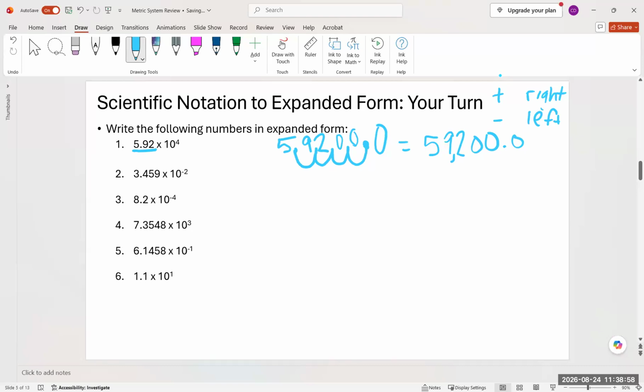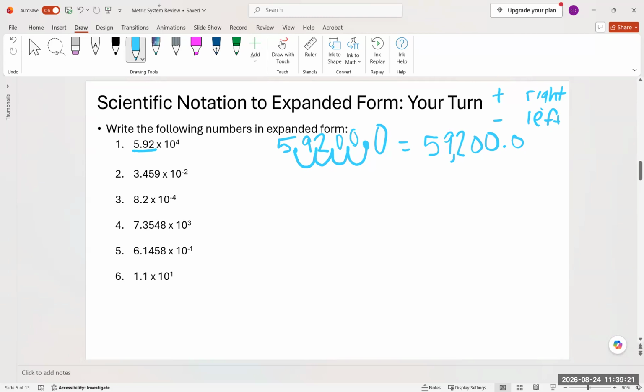All right, so let's go ahead and do this next one. But before we do, remember, when we have a positive exponent, the number should be big when it's written in expanded form. And 59,200 is a large number. It's greater than 1. Now with number 2, we're going to have a negative exponent. So the number should be less than 1. It should be a small number.